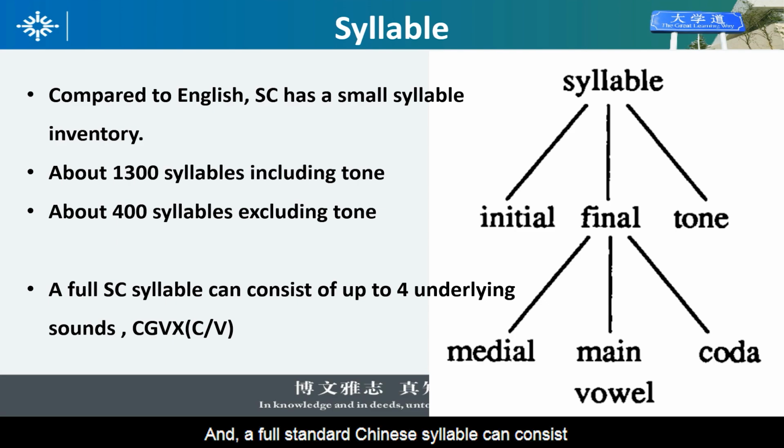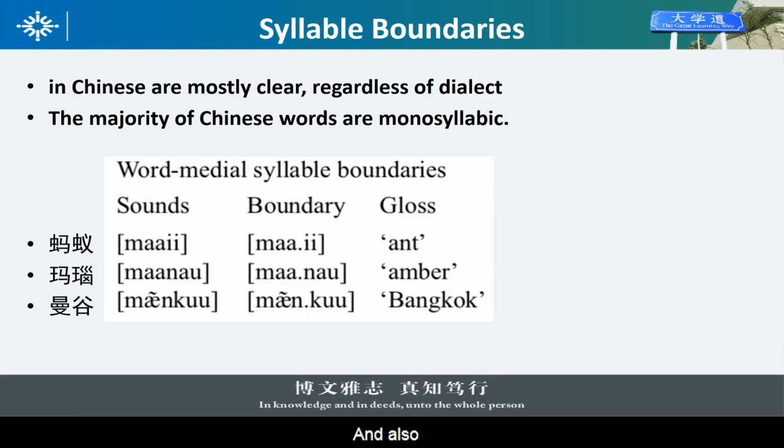And a full standard Chinese syllable can consist of up to 4 underlying sounds. You can use the template here, the CGVX. CGV means consonant, glide, vowel, and X here means either a consonant or a vowel used as a coda, right? So this is the basic structure. So the structure of a syllable of Chinese language is pretty simple, and also the boundaries are similarly clear.